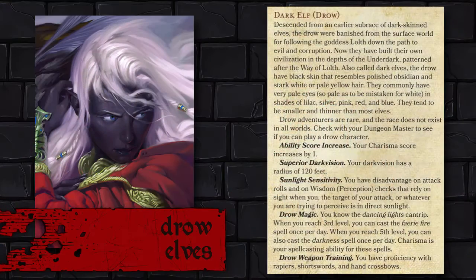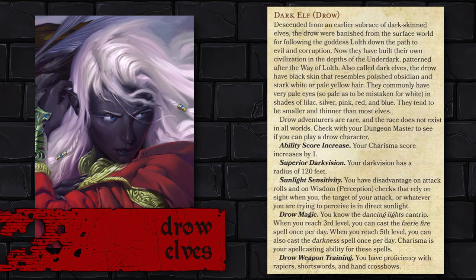Drow magic, much like the high elves, only for the drow it comes from their inner attunement to the magical world. You know the dancing lights cantrip, so you don't get to choose, you just know this one specifically. And then as you progress in levels, when you reach level 3 and subsequently level 5, you get to always know these spells. You can cast them once per day with your charisma as your spellcasting ability, and that's kind of cool. I mean, whatever class you decide to play, then you're always going to have these options available.